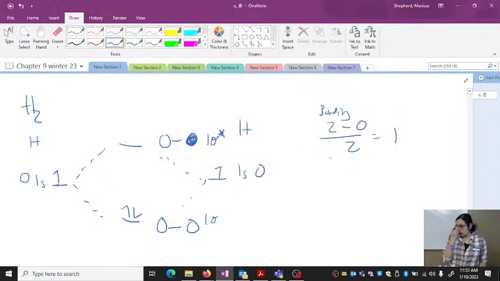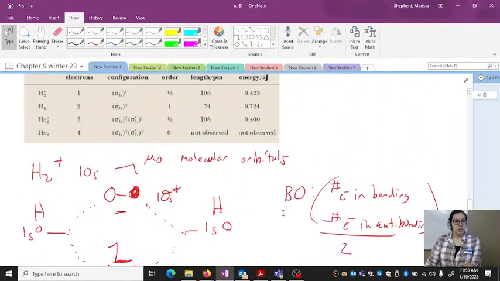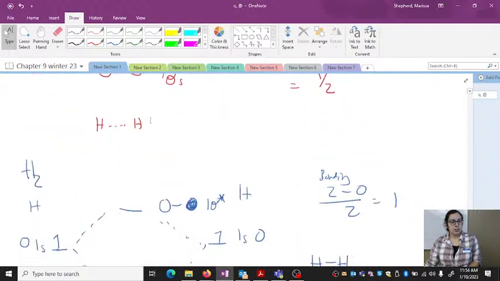And then we can always compare this to our Lewis dot structure. Not too much to examine here. This is what we would draw for our Lewis dot structure. There's 1 bond. It matches with our bond order, so that all looks nice. Now let's look at helium-2 plus and see what that looks like.